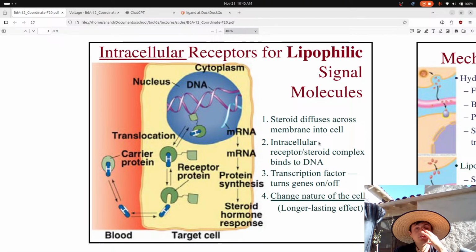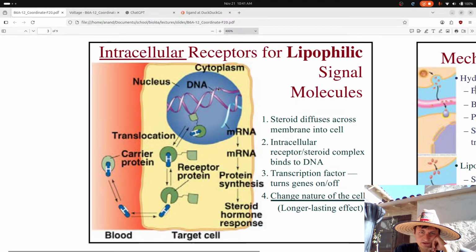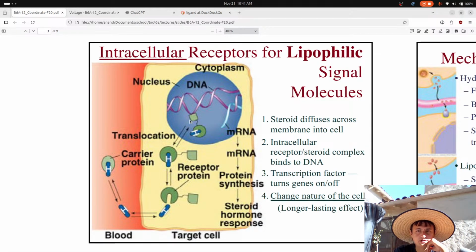All right, now intracellular receptors for lipophilic signal molecules. Let's see what's going on here. So in the cytoplasm, this is the nucleus, DNA. Okay, so this is the cytoplasm. This is the blood. The carrier protein, it releases, this thing diffuses. We have a receptor protein. What is that? I don't know what that is. The receptor protein, oh, this is the transcription factor or something? Okay.